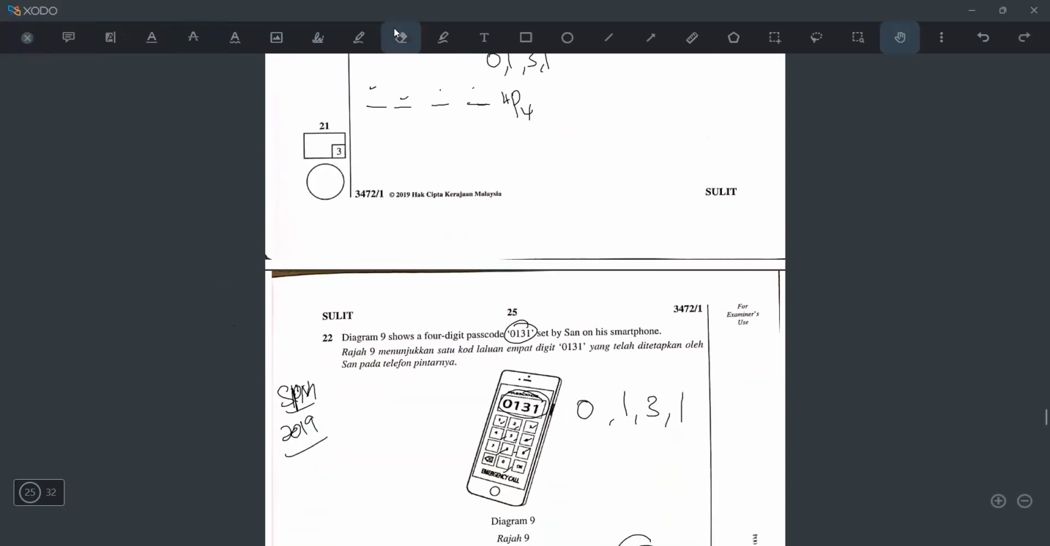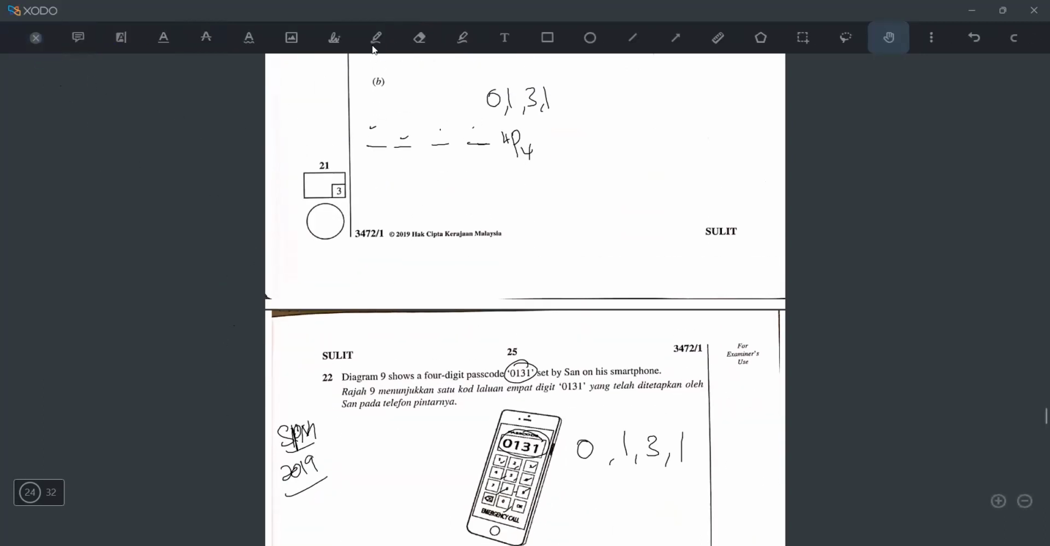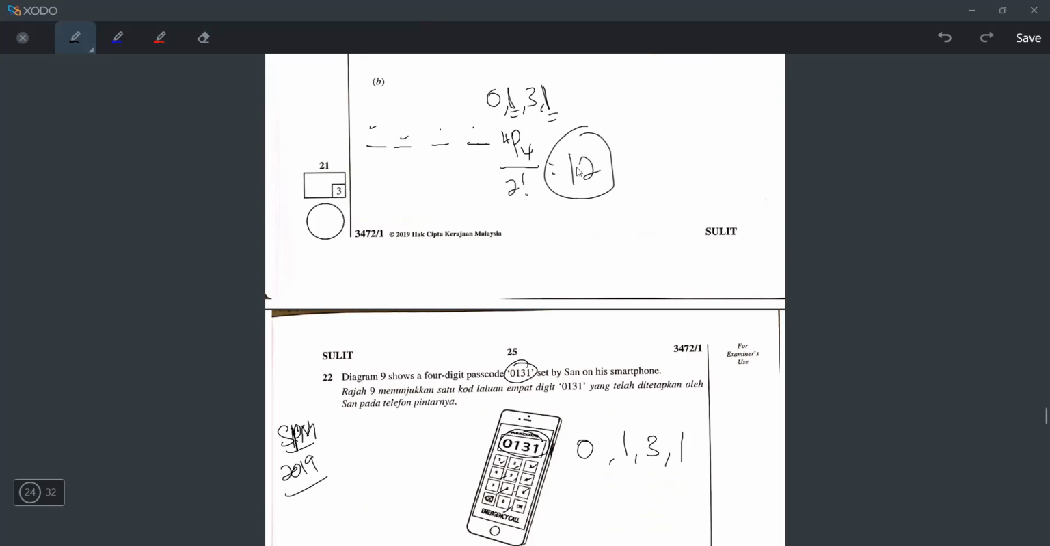So it's actually 4P4. But I have to divide by 2 factorial, or 2P2, because there's a repeat, the 1 repeats, right? And if you learn in your KSSM syllabus, for permutation with repeating, you have to divide by the number of times it repeats. So if the 1 repeats 2 times, then you divide by 2 factorial. But if the 1 repeats 3 times, then you divide by 3 factorial. So let's press this, 4P4 divided by 2 factorial. I get 12. But what is this 12? It is the total number of ways to arrange 0, 1, 3, 1.